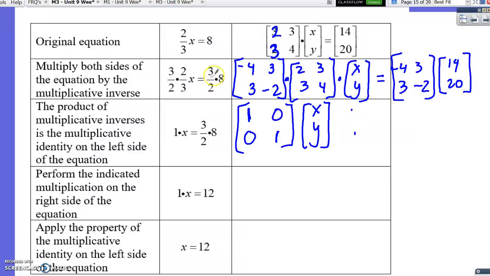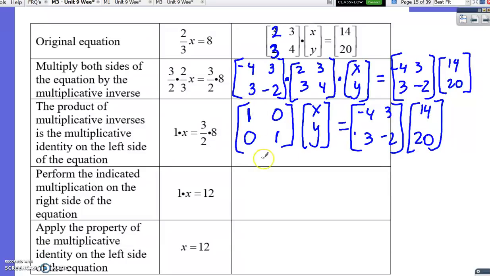Okay, you can see here that they haven't done this multiplication yet, so we won't do ours either. -4, 3, 3, -2 times 14 and 20. So we know a number times its inverse is going to be the same thing. We're going to jump a step ahead, and we're going to do this matrix multiplication very slowly. So -4 times 14 is 56. And 3 times 20 is 60.